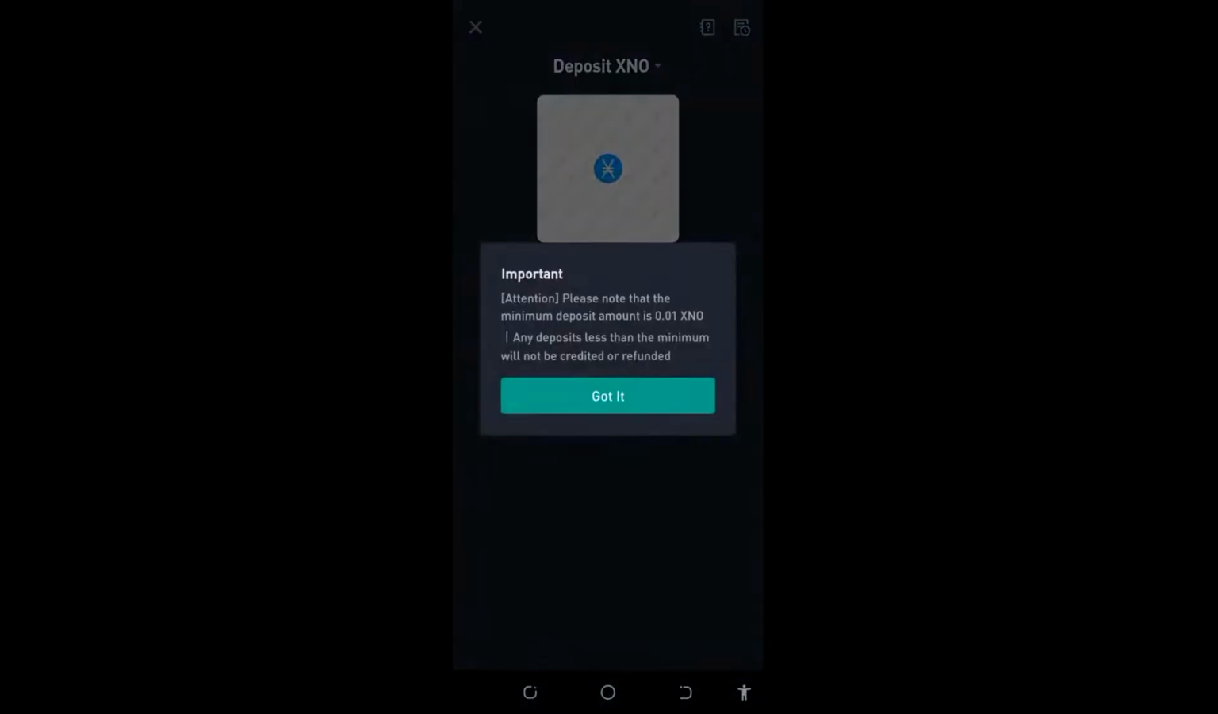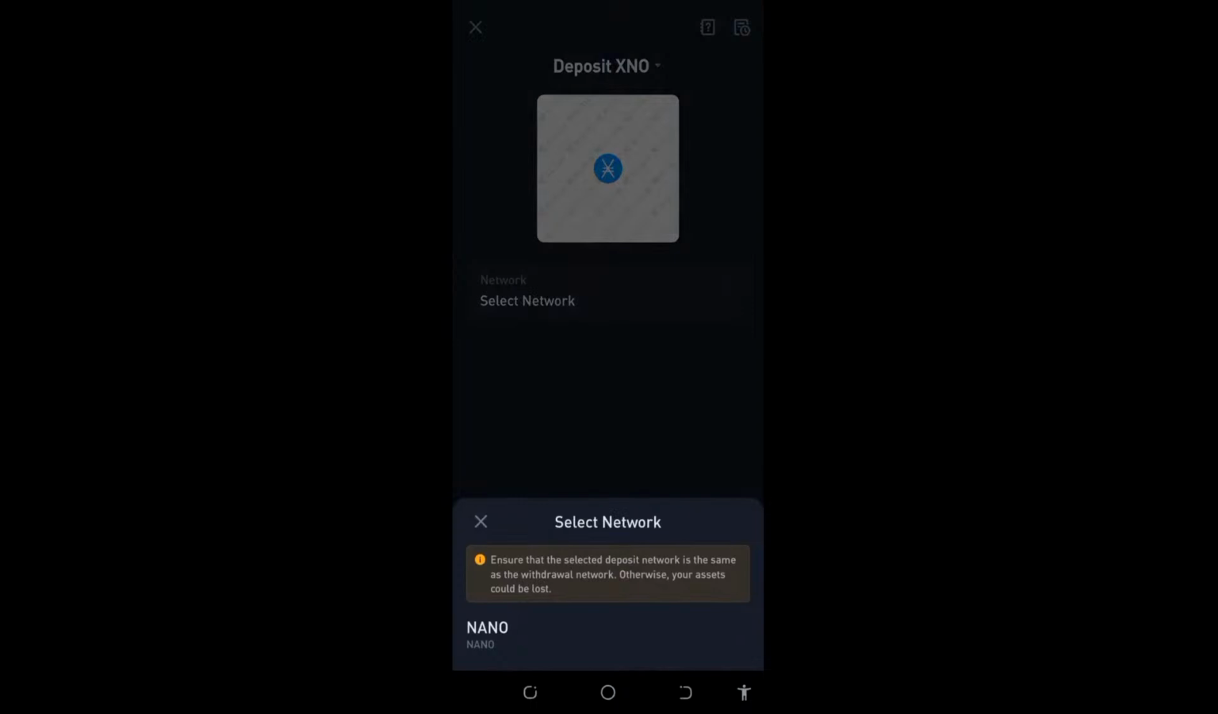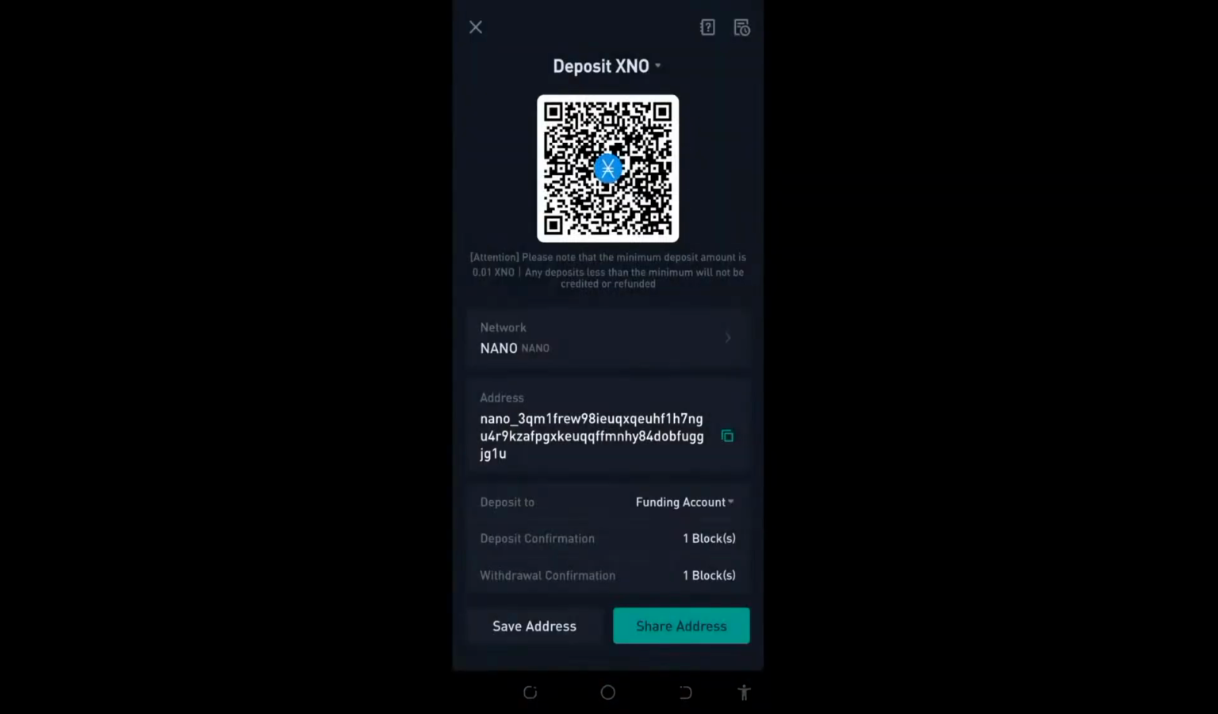All right, so let's see. It says here, attention, please note that the minimum deposit is 0.01. Okay, let's go ahead and check. So it has the Nano network. Let's go ahead and see what this has. Okay, Nano network. Okay, fine. Let's hope that in Binance we can also get the Nano network. Let's quickly rush over there.